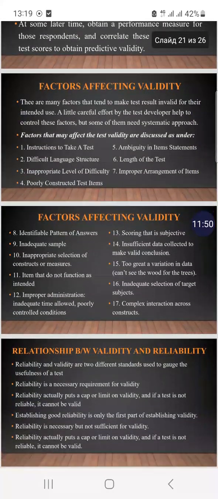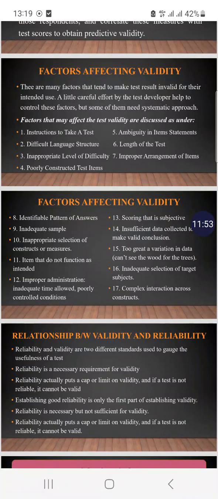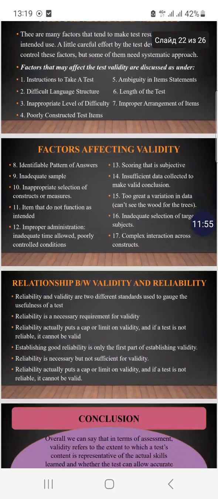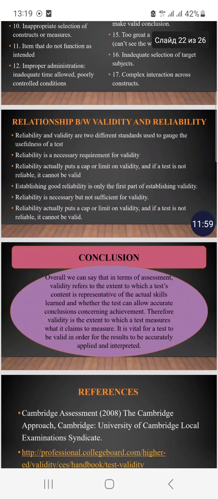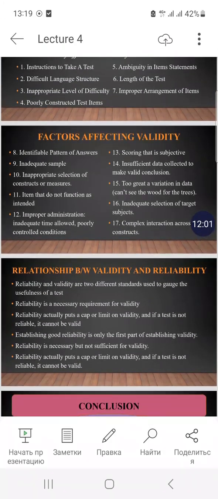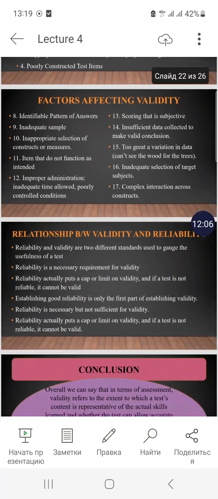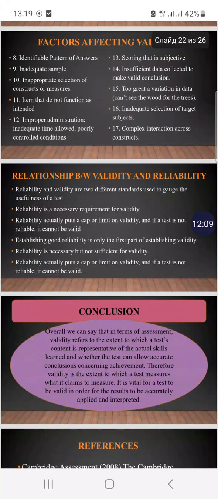Let's move to factors affecting validity. Here are 17 factors affecting validity. Scoring is subjective, insufficient data collection, too great a variation in the data, inadequate selection of target subjects, complex interaction across constructs, items that do not function as intended, inappropriate selection of construct or measures, inadequate samples. These are all the factors affecting validity.